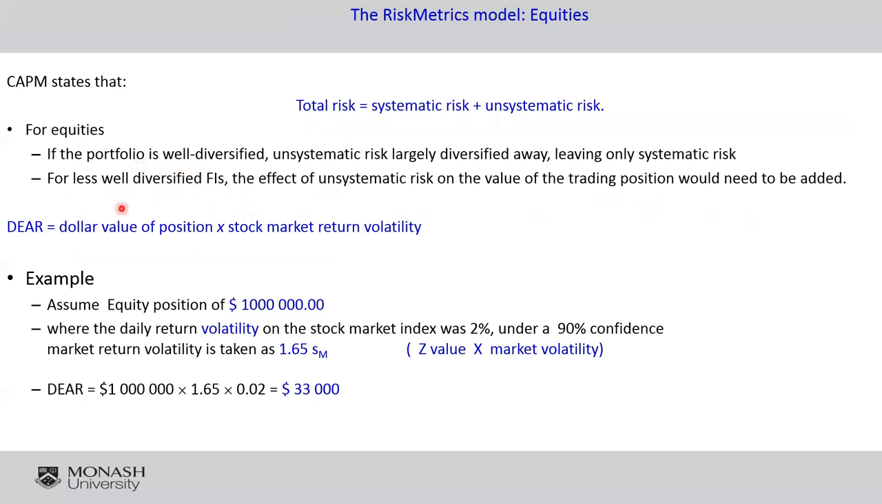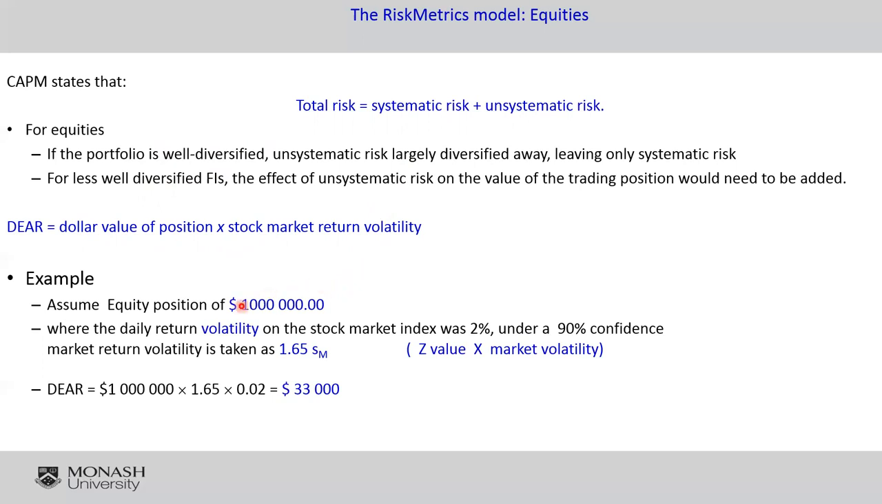If you look at here, of course, for diversified, we can largely get rid of the unsystematic risk, and this is the systematic. So both of them have to be added. If this is really eliminated, then we will be left only with the systematic risk. So the DIR is the dollar value of the position times the stock market return volatility, and this volatility is coming actually from the volatility of the index.